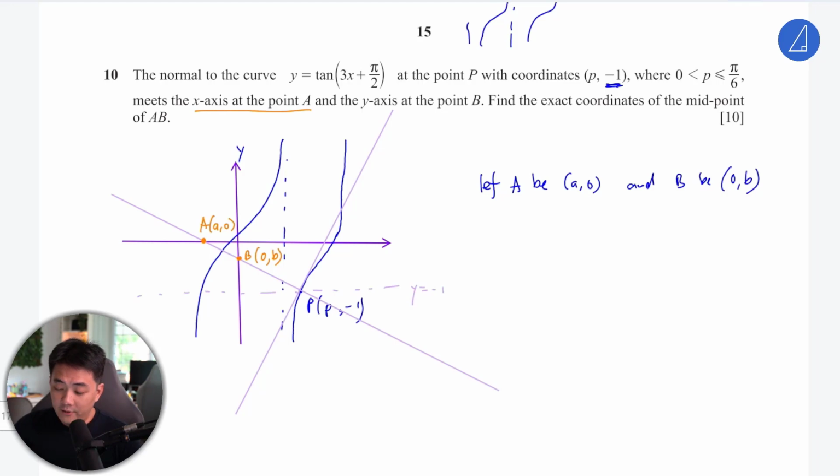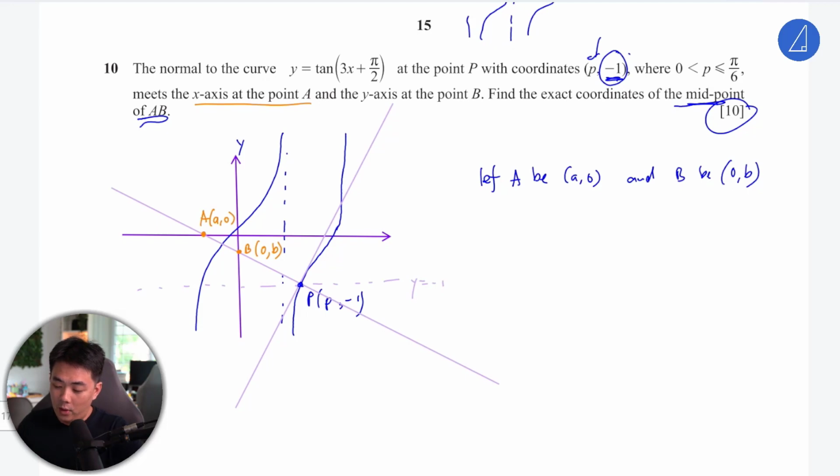Okay, so I think the first thing is to understand that we need to find the value of p first before we even start. So I think this is 10 marks because there are a few things to take note. For the midpoint, we essentially need the coordinates of A and B. The midpoint of AB could be easily settled by finding these two coordinates. But finding these two coordinates means we need to find the coordinates of P first, because without the coordinate of P, we can't really find the gradient of the normal. Okay, so that's what we need to do. So what we're going to do is actually just solve for p.